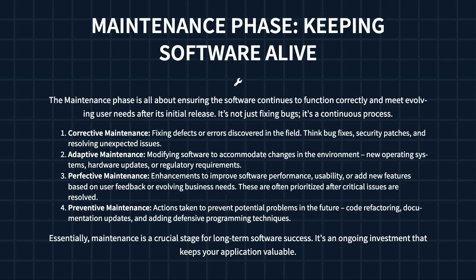Okay, so let's talk about the maintenance phase. It's often overlooked, but it's absolutely vital. After you launch your software, things don't just magically stay perfect. This is where you focus on keeping everything running smoothly and adapting to changes. It's broken down into a few key types. Corrective maintenance deals with fixing bugs that users find in the field. Adaptive maintenance ensures your software works with new technology like updated operating systems or hardware. Perfective maintenance adds improvements, new features or tweaks to make things easier to use. And finally, preventive maintenance is about proactively preventing issues from arising in the first place by cleaning up code and improving documentation.